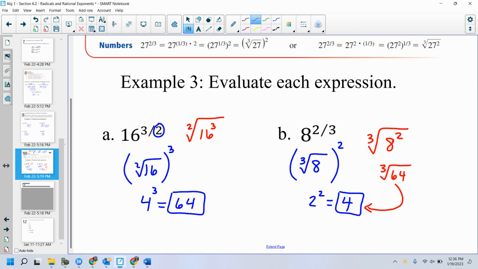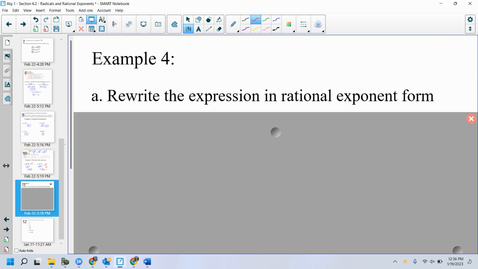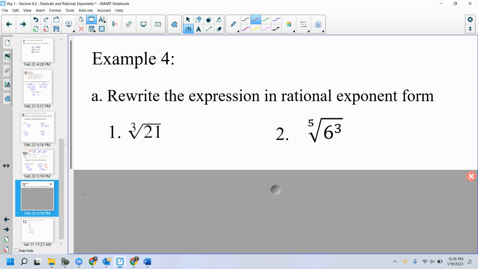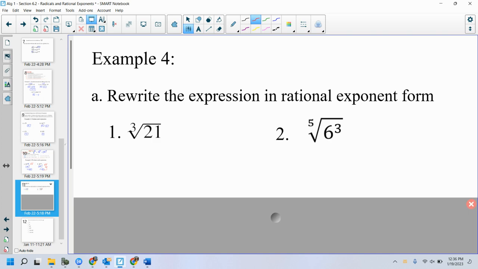So let's finish it off just by rewriting. Now, when you see this terminology, rational exponent form, when I say rational exponent form, the word rational basically just means fraction exponent form. Okay?